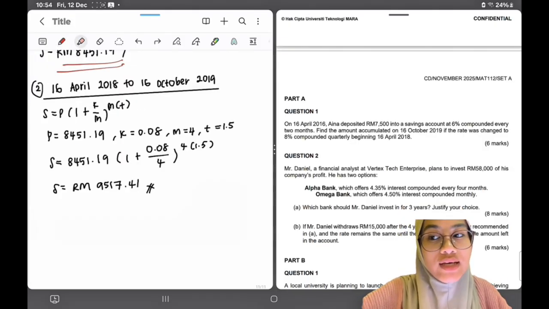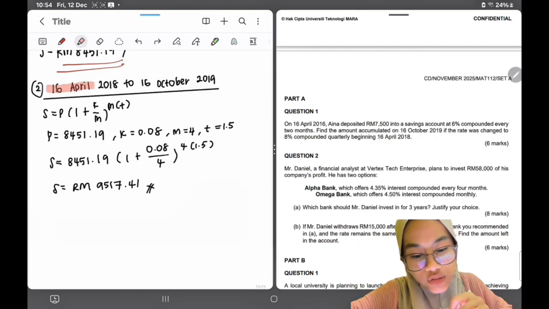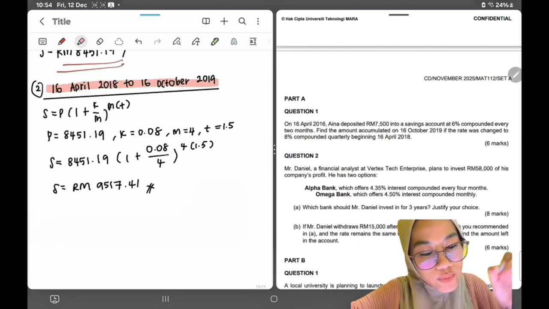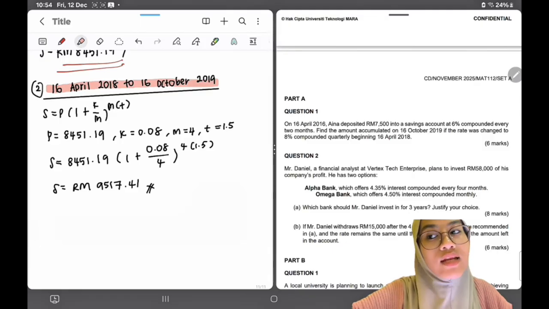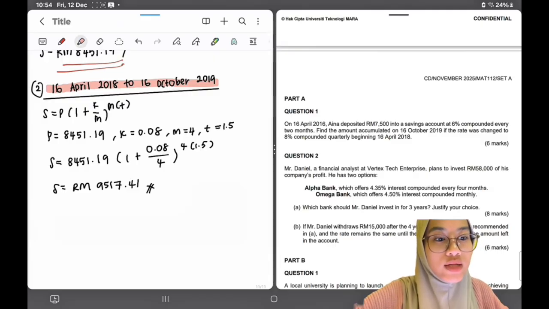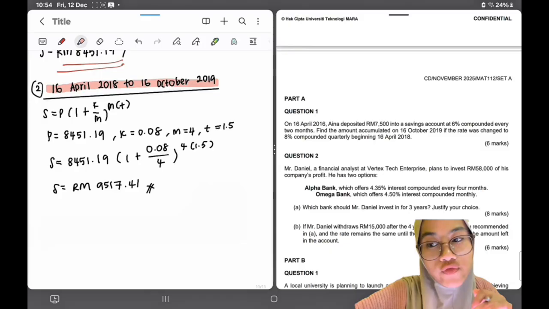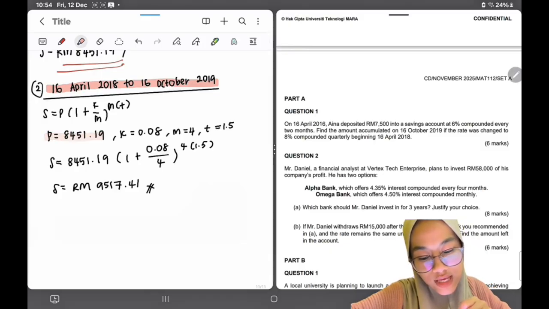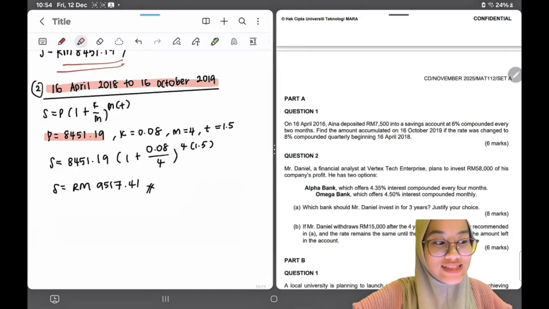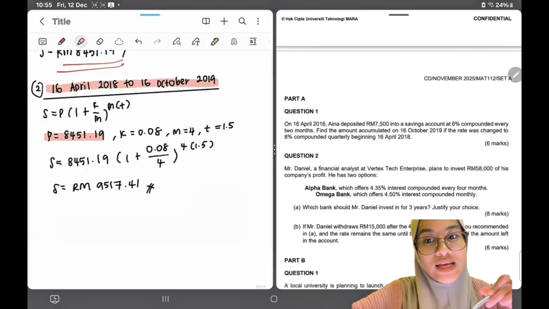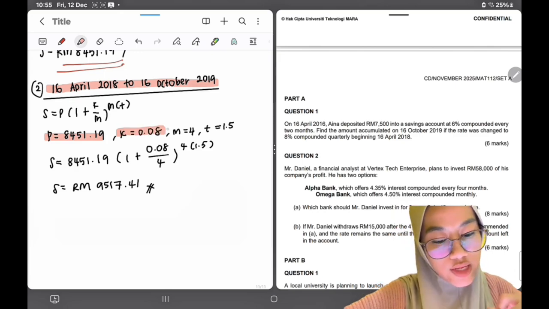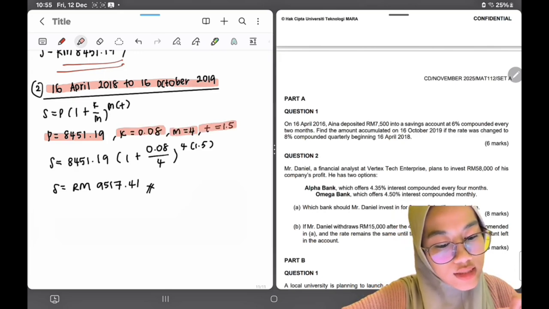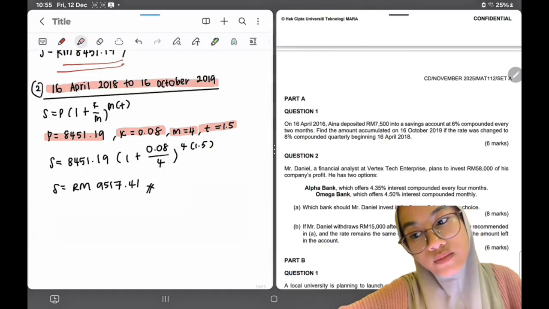For stage 2, it is from 16 April 2018 to 16 October 2019. In this stage, we still use the same steps as stage 1, but the interest rate changes to 8% compounded quarterly. So the new variables are: P is 8,451.19 ringgit. This principal is the amount that we got from stage 1. K is 0.08, M is 4 and T is 1.5 years.